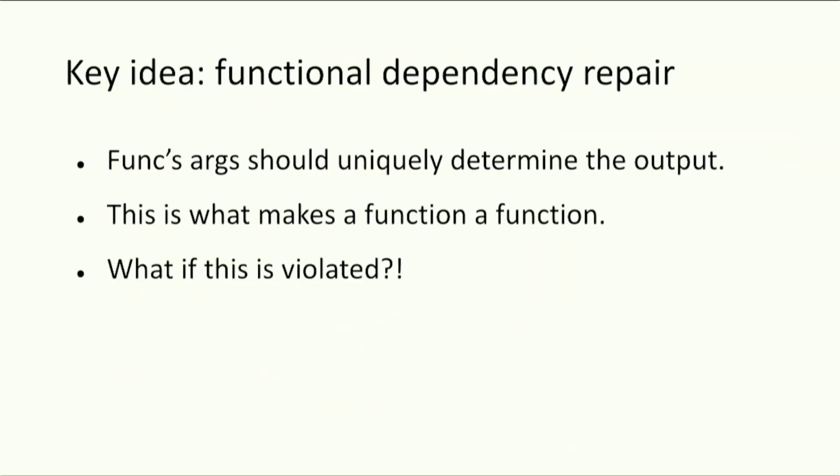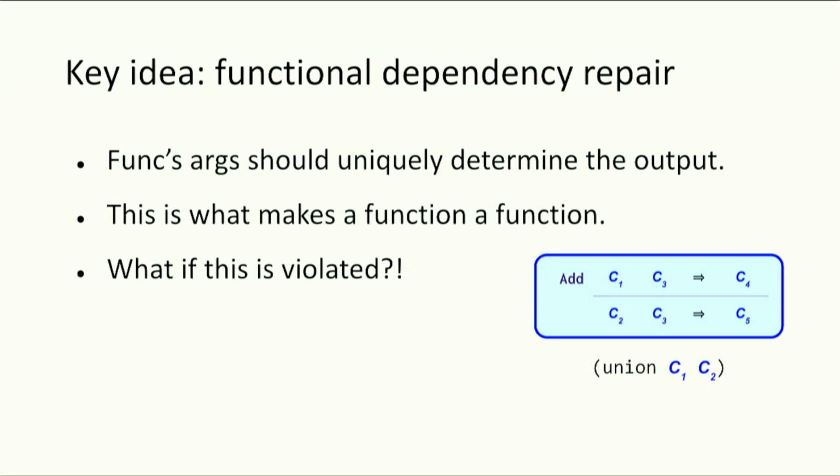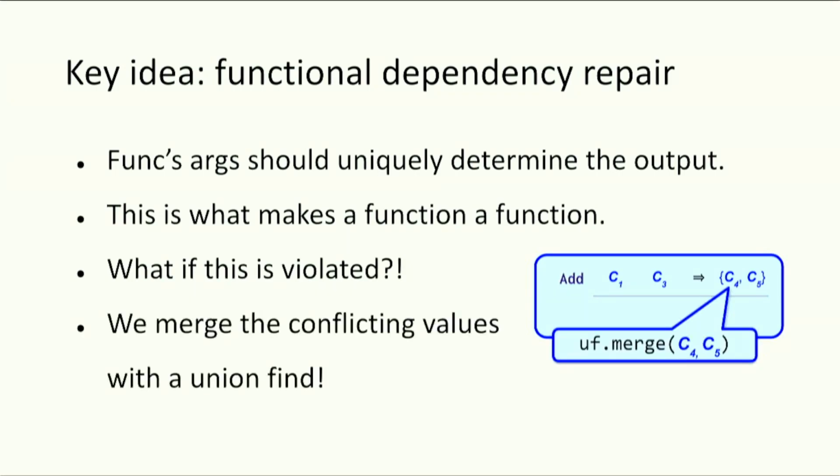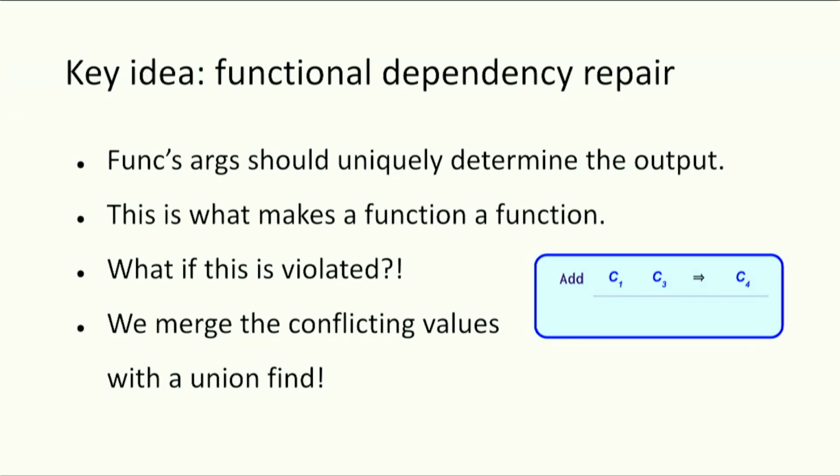So at the core of egglog's functional abstraction is functional dependency and functional dependency repair. So functional dependency basically says that the arguments of a function uniquely determine the output. And this is exactly what makes a function. But what if functional dependencies are violated? Well, here's an example. Suppose we call the union operator over C sub 1 and C sub 2 here. And the union-find will merge the two elements and canonicalize C sub 2 into C sub 1. Now the table has two entries, and they both have the same input arguments, C1 and C3. And this is a functional dependency violation because the same input arguments, C1 and C3, are mapped to two different values. In this case, we have to merge the conflicting elements, C4 and C5, together so that now they refer to the same thing. And this resolves the functional dependency violation.